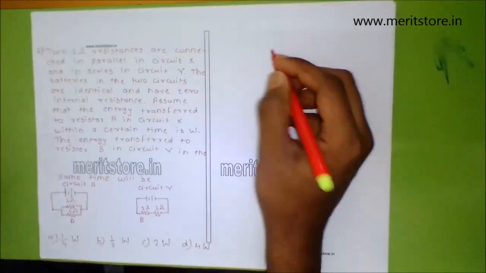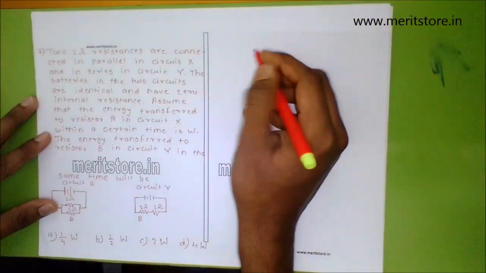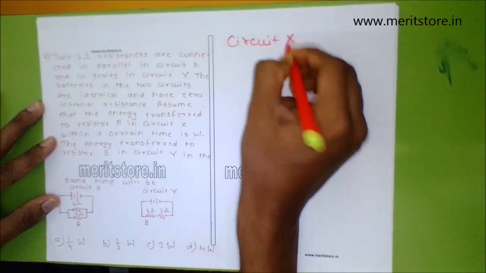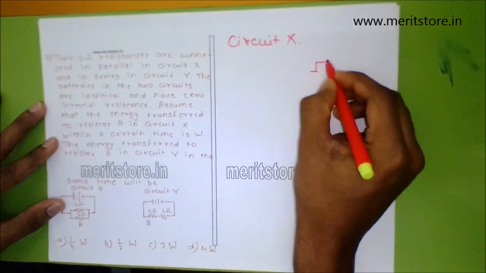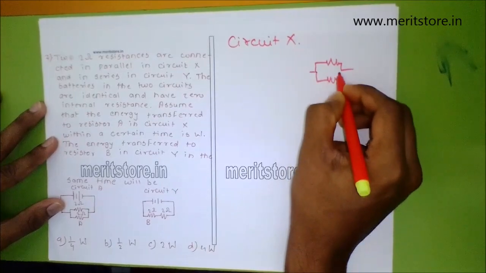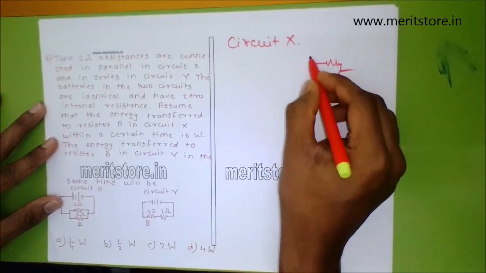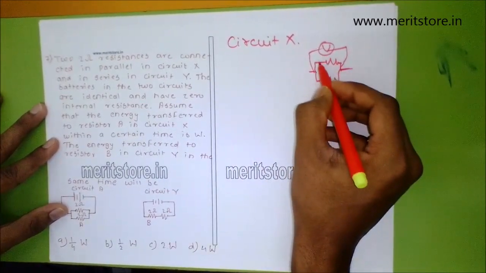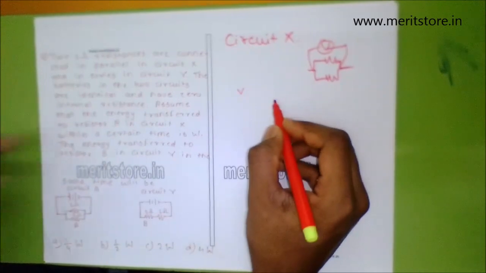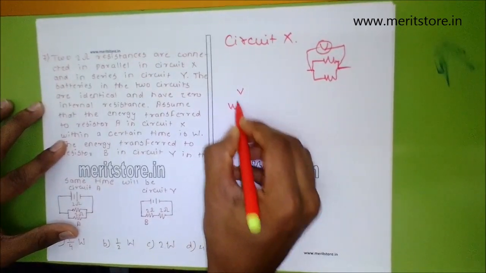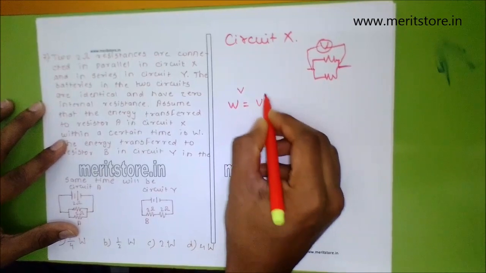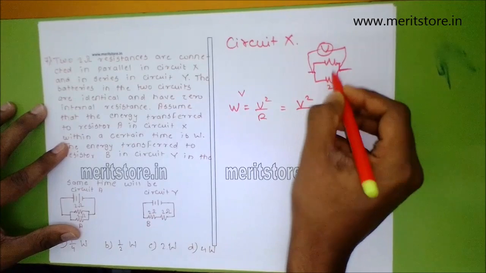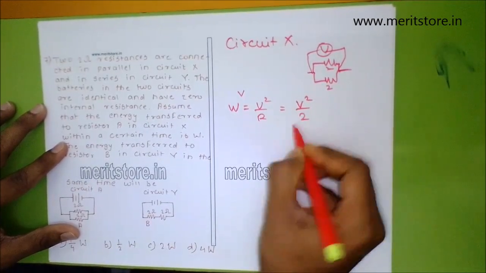So in this sum, in circuit X, as you can see, the 2 resistances are in parallel to each other, and due to this the potential difference that would be applied across these two ends would be the same as the battery potential V. Hence we have a formula for power as V square upon R, and in this case it will be V square upon, for each resistance it is 2, so 2.